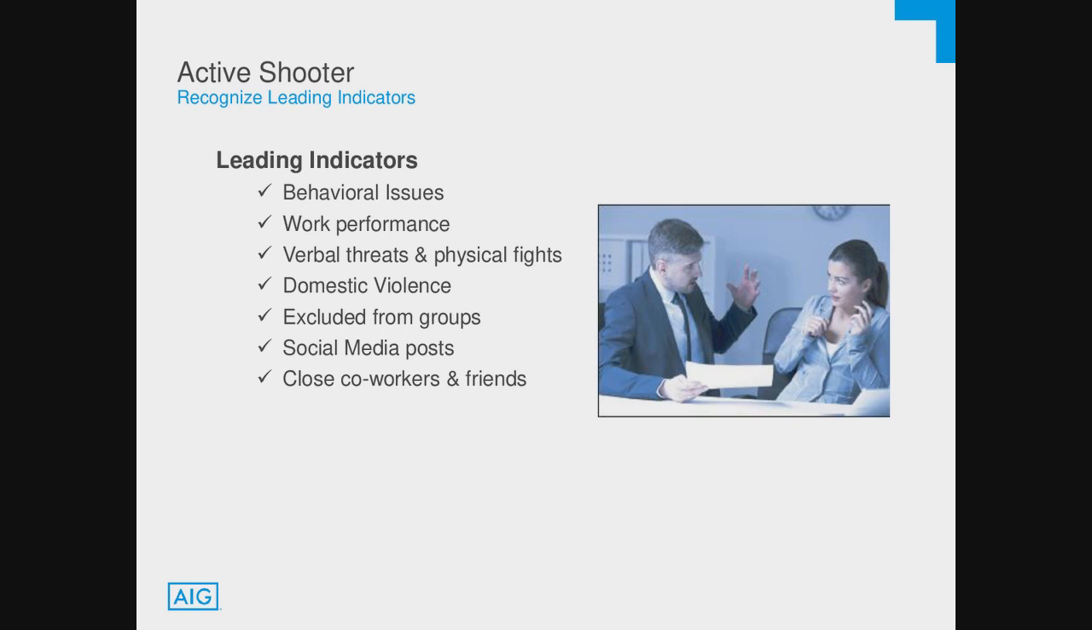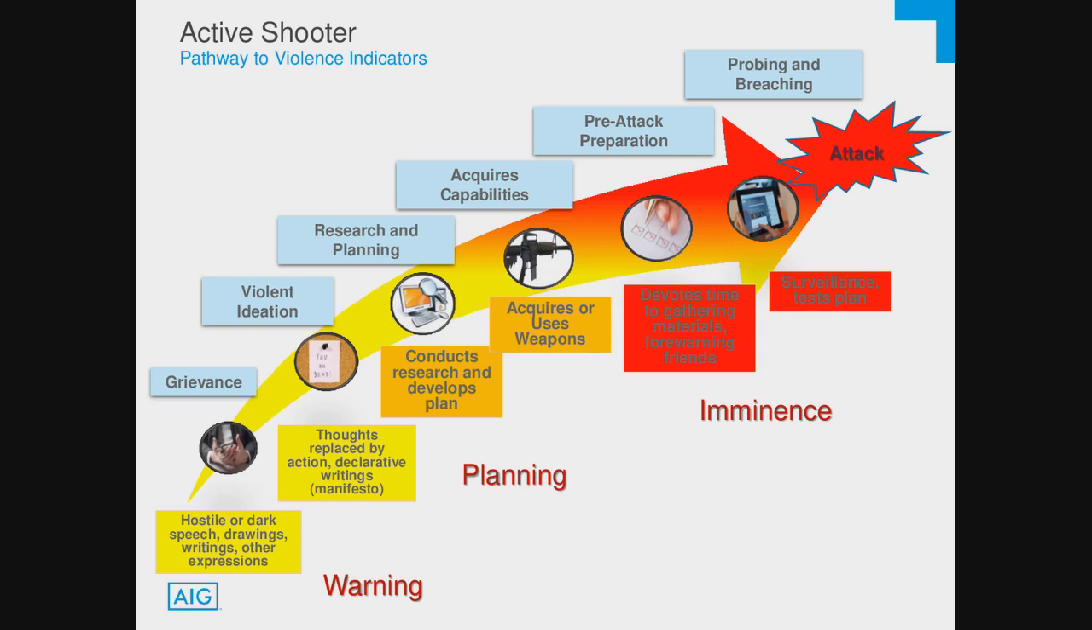And then, working with close friends and workers, people talk and people say, oh, there's a problem here. But you're not being a nosy body anymore. It's saving lives. I can't stress that enough. And then the pathway to violence indicators.